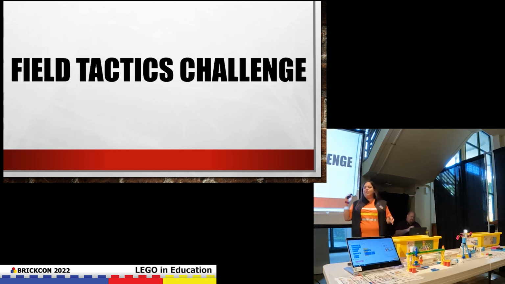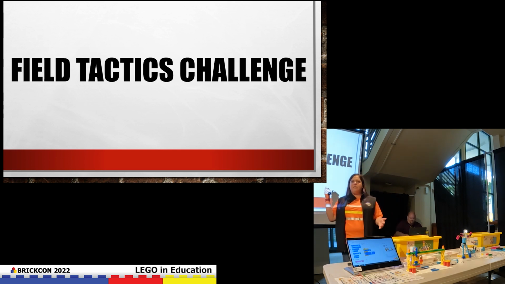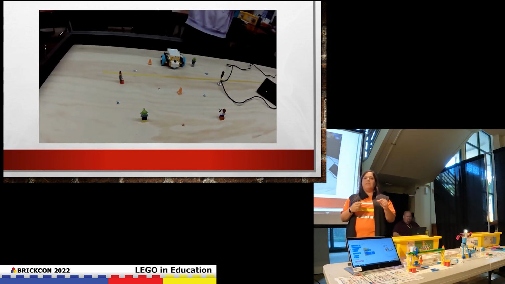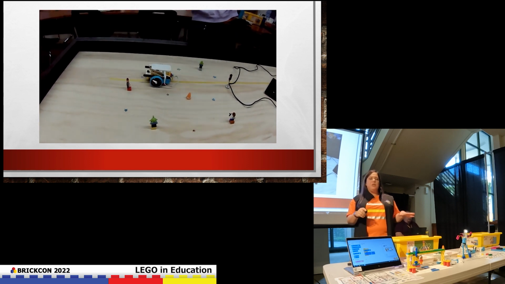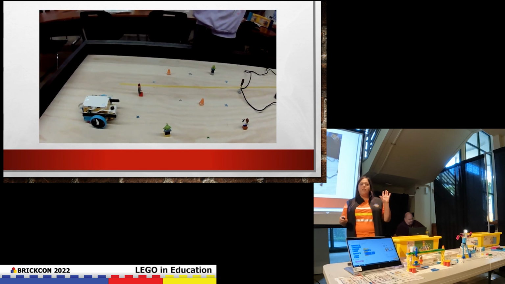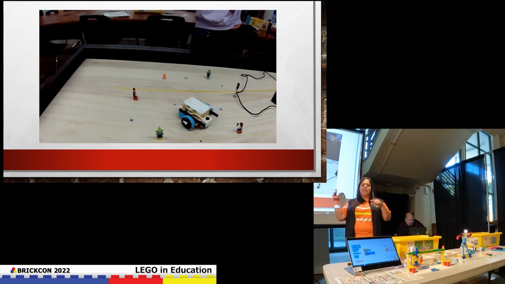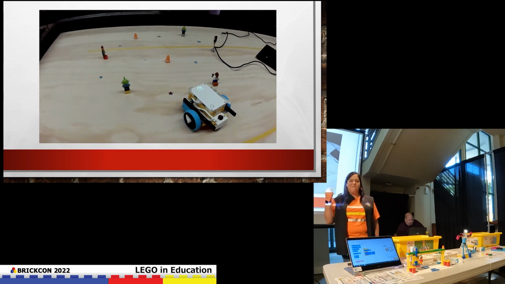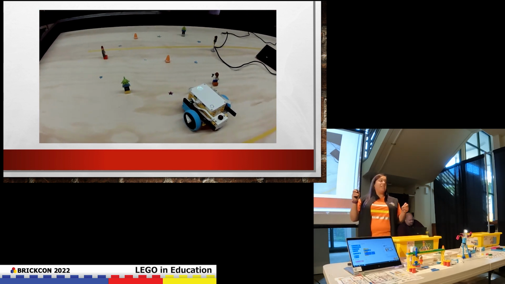The next one, my 7th and 8th graders will use the Spike Prime kits, and one of the challenges they use is field tactics. I have a little field on the table, and they have to cross 4 different stars. They are not allowed to use any sensors. It has to be only motors. And again, 4 different stars. They cannot run over my little cones, and they have a lot of fun. When I say fun, that's sarcastic fun sometimes.